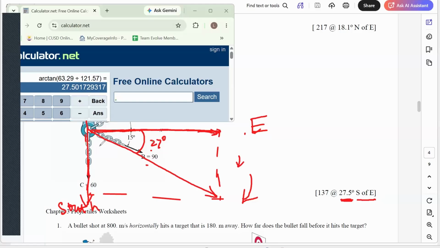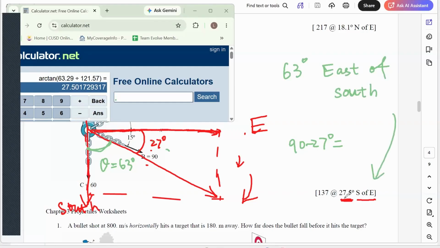Or another way to answer the direction of the angle would be this. If you know this is 27 degrees, can you tell me what this angle theta would be? 90 minus 27. This is 63. The answer can be 63 degrees east of south. You got it? This will be the same as 27 degrees south of east. And then you use the Pythagorean theorem to find the magnitude, which will be 137 meters, right?